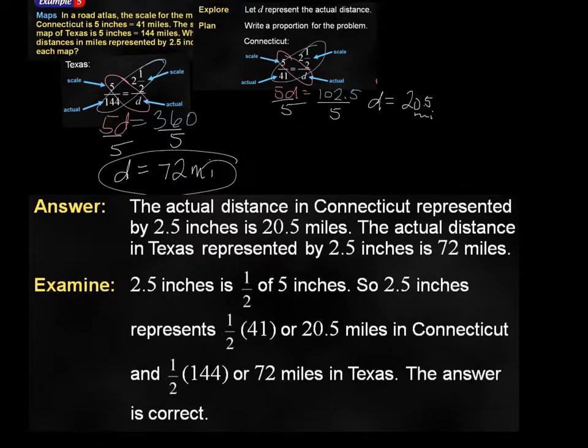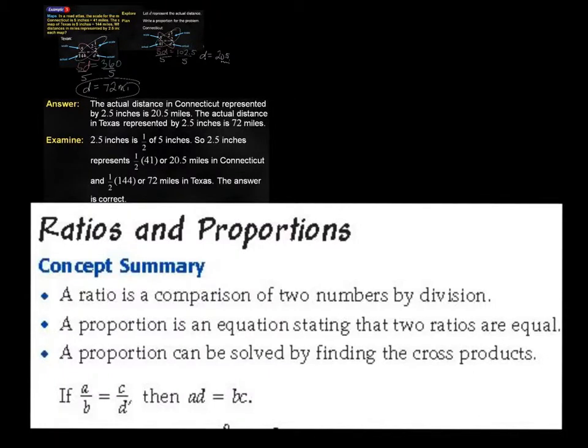So if we look at it, 2.5 inches is half of 5 inches. So 2.5 inches represents half of 41, or 20.5 miles in Connecticut, and half of 144 is 72 miles in Texas. So the answer makes sense. A ratio is a comparison of two numbers by division. A proportion is an equation stating that two ratios are equal, and a proportion can be solved by finding cross products. So if A over B equals C over D, then A times D equals B times C.